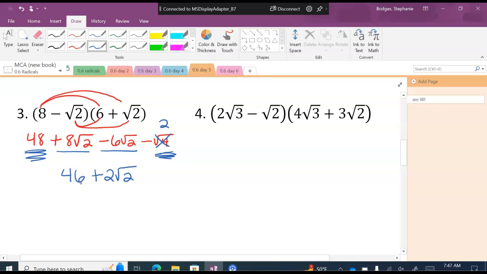I usually tend to stick the radicals in the back of my binomial. So my number without a radical and then my radical. But if you were to switch that around and say 2 square roots of 2 plus 46, that would also be the same thing. Can the square root of 2 simplify? No. All right. And so we would leave our answer just like that.